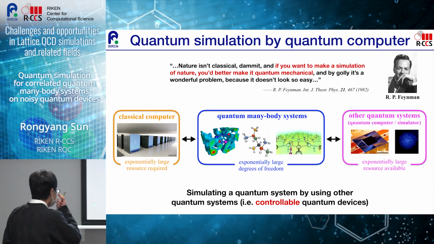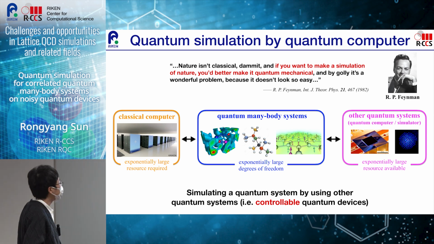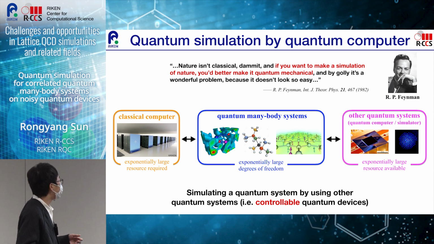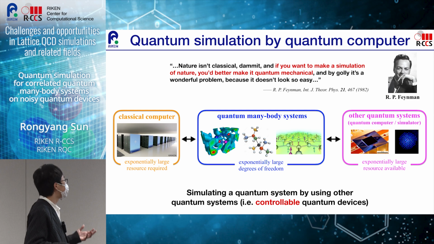The systems we are interested in are these quantum many-body systems. One of the basic properties of a quantum many-body system is that when you increase the system size, the degrees of freedom increase exponentially, which means that simulating it on a classical computer requires exponentially large resources.